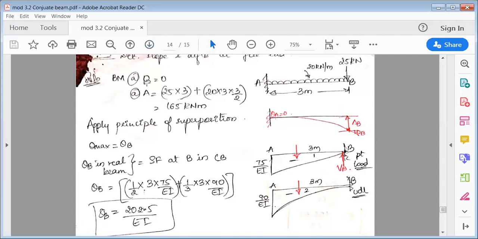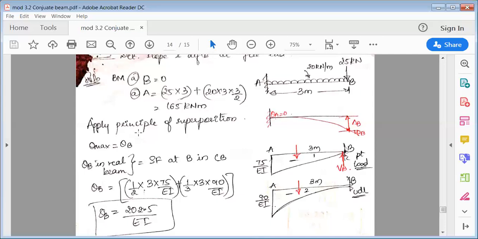If you find the bending moment totally, when you add this, 25 into 3 is the bending moment due to the point load, then 20 into 3 into 3 by 2 is the bending moment due to UDL. When you add these together, it will be 165. You can always cross verify this: 90 plus 75. When you add the bending moment due to point load and the bending moment due to UDL, you get the same answer, 165. Okay, next.